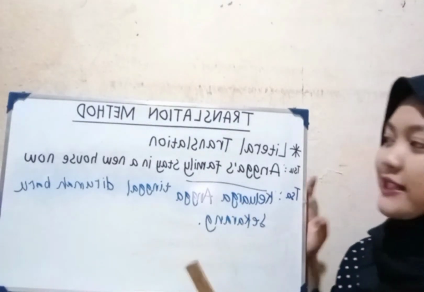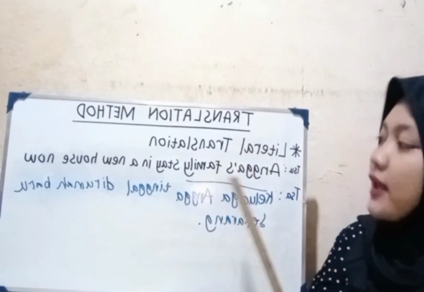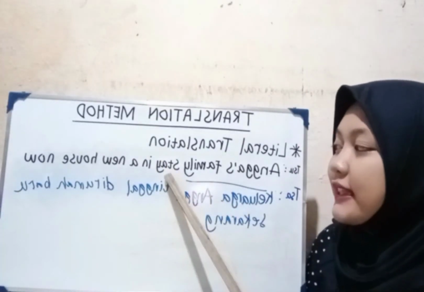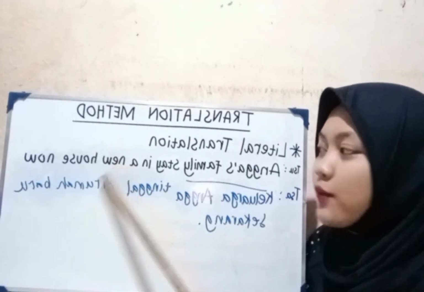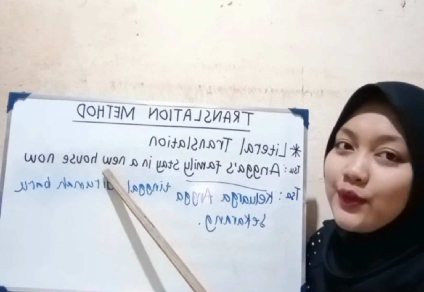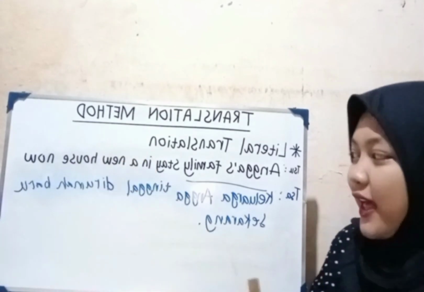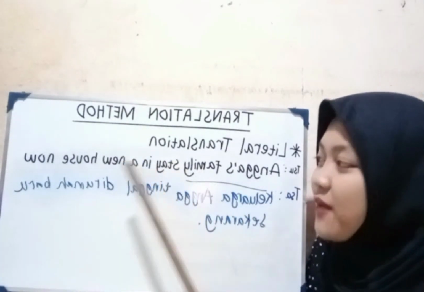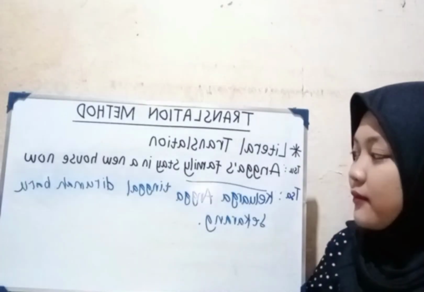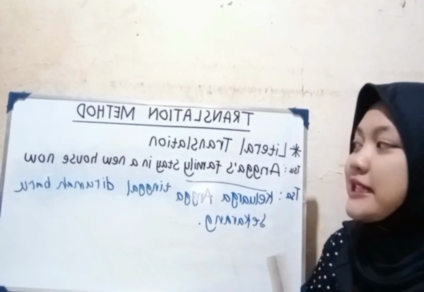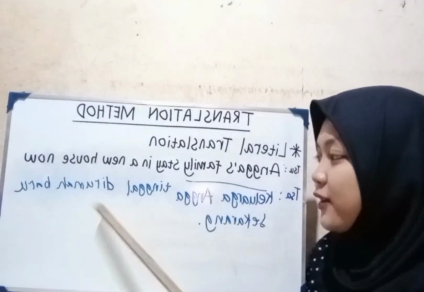If we use word for word translation method, the meaning is Angga's family, keluarga Angga, stay, tinggal, in, di, a, sebuah, new, baru, house, rumah, now, sekarang. Keluarga Angga tinggal di sebuah baru rumah sekarang if we use word for word translation method. But if we use literal translation method, the meaning is keluarga Angga tinggal di rumah baru sekarang.